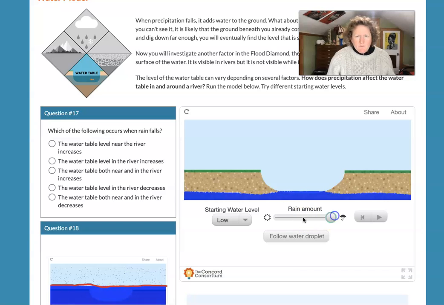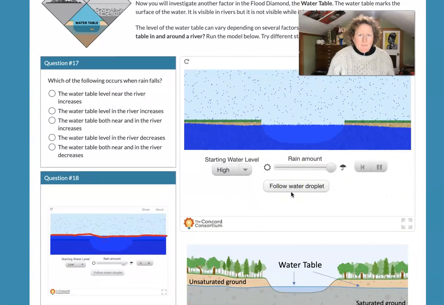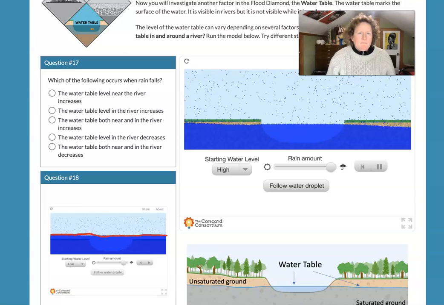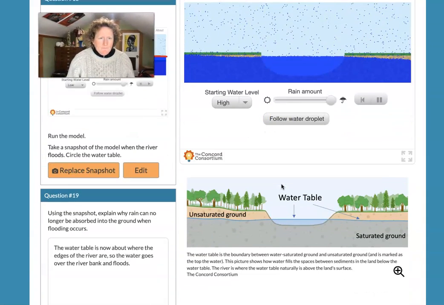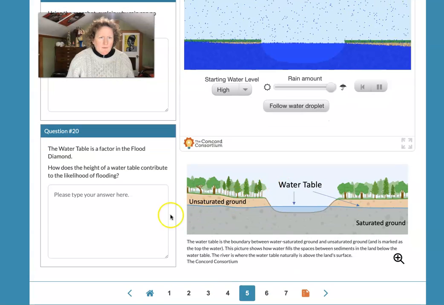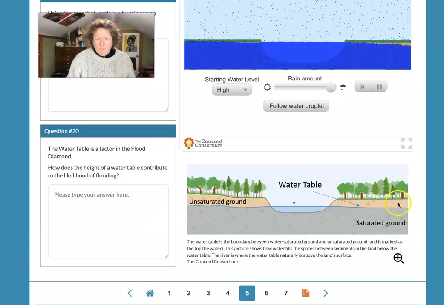Let's still have it rain a lot, but let's have the starting water level be high. And this time, I bet it won't take as long to flood. So we'll keep an eye on that while it's raining. So here's the water table right here.